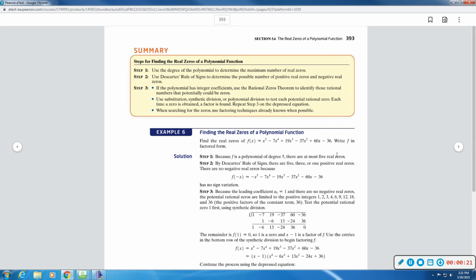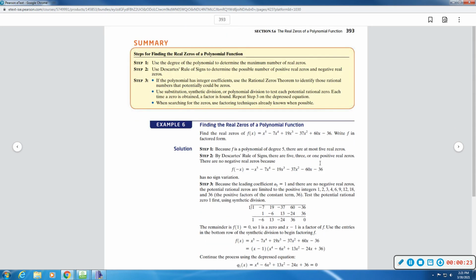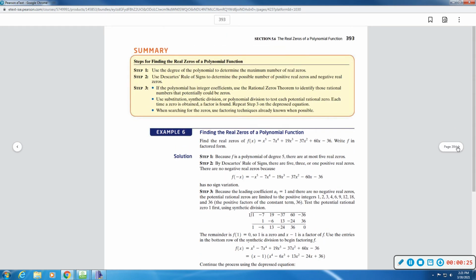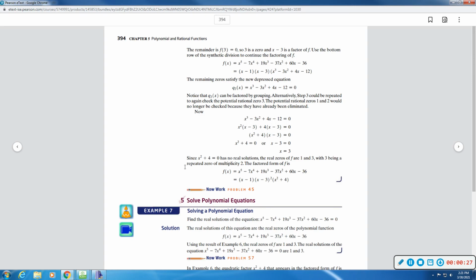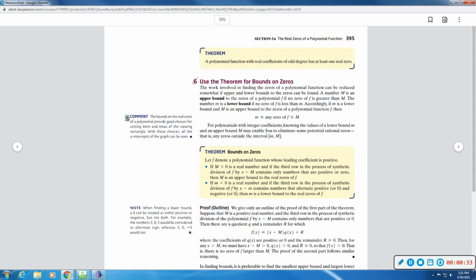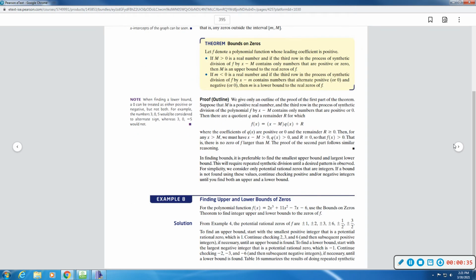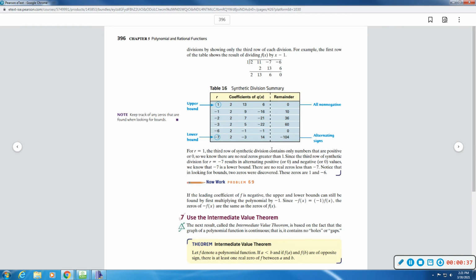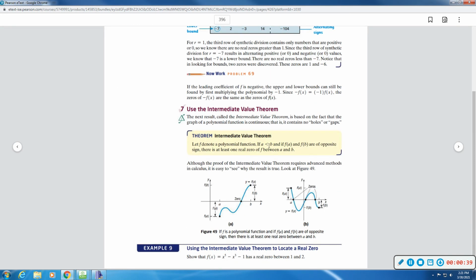It's very, I think it's very simple once you understand it. But understanding it is part of the challenge. So there's a lot of things covered here. So here's the intermediate value theorem.